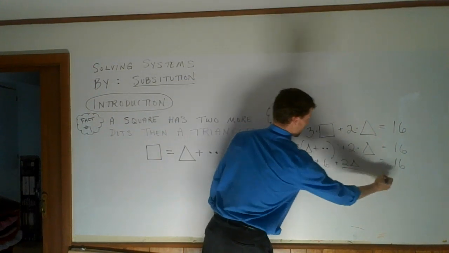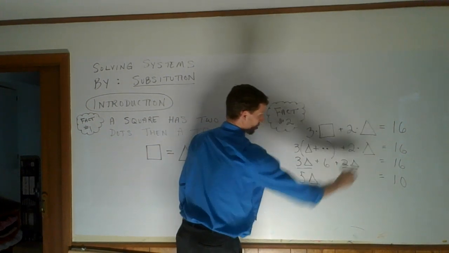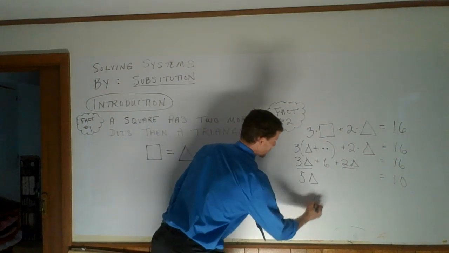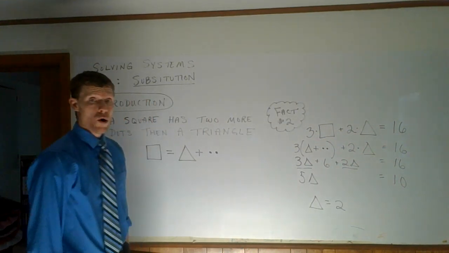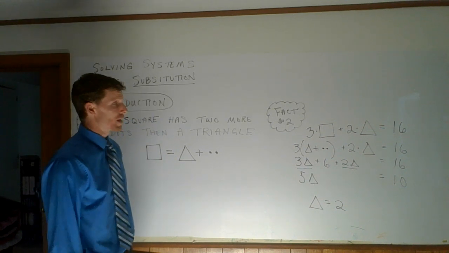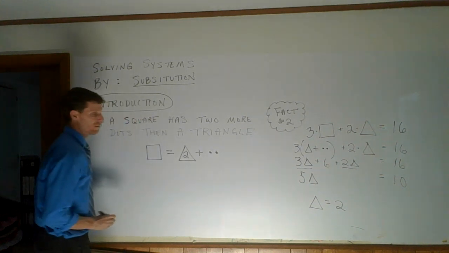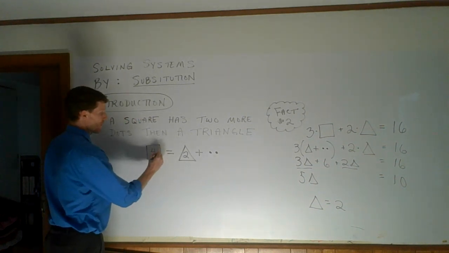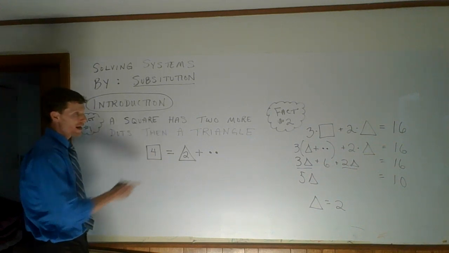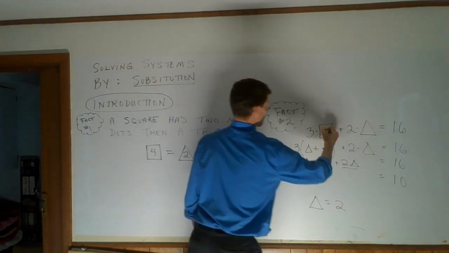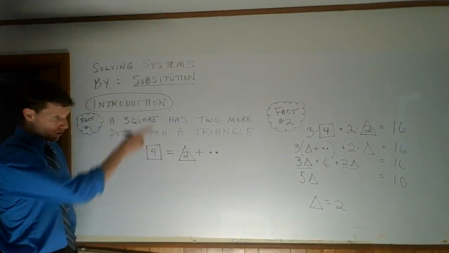5 triangles equals 10. I subtracted the 6 over there. And then the triangle must have 2 dots. Once I know that the triangle must have 2 dots, I can plug that 2 in right here to find out that the square must have 4 dots. I can take those values and check them and see that that does hold.